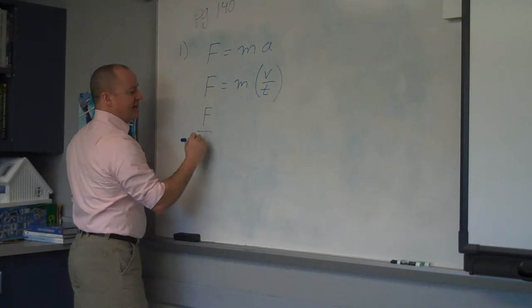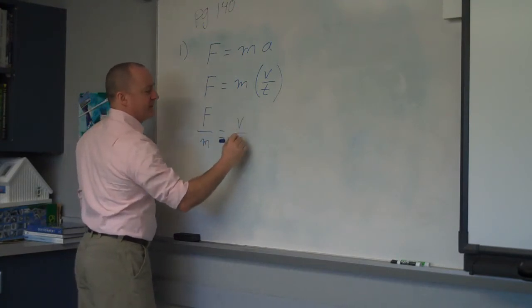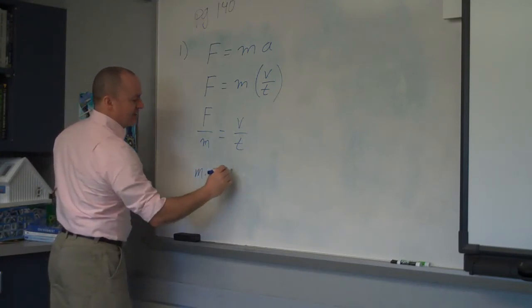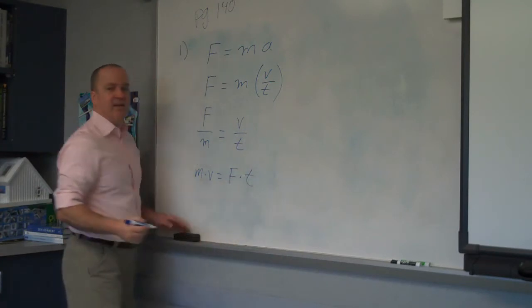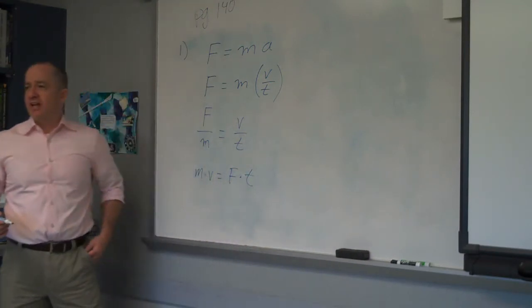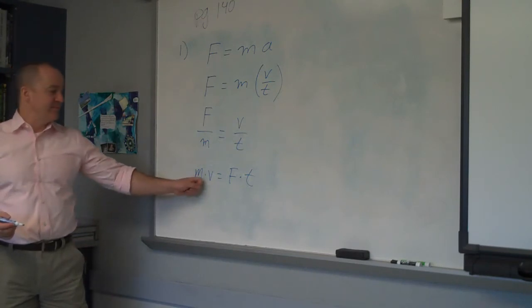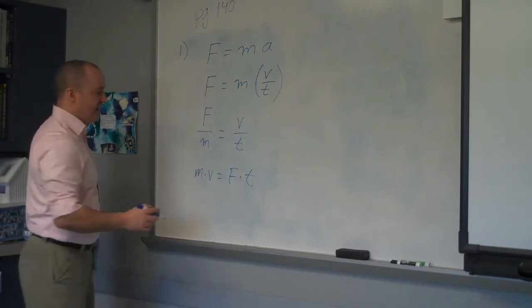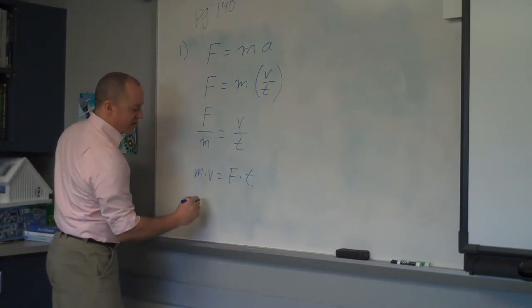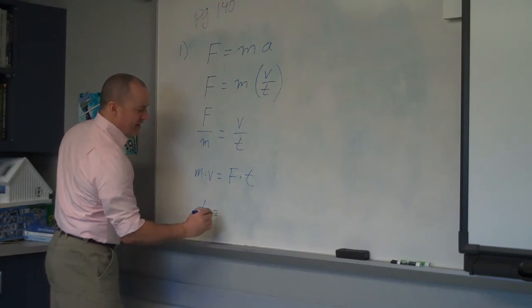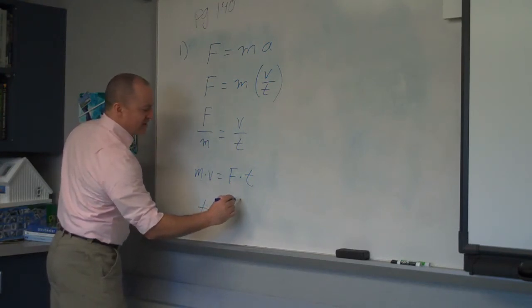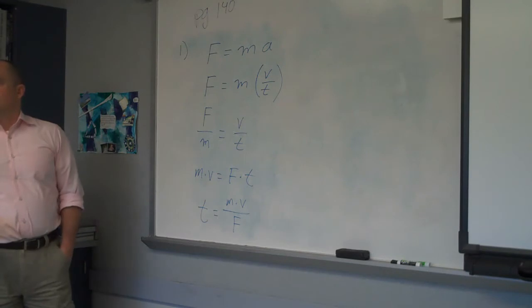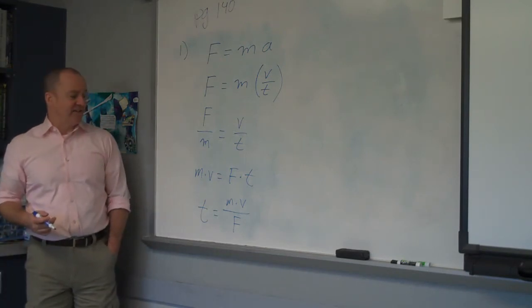First, I'm going to divide both sides by mass. Then I'm going to cross multiply, which gets me that mass times velocity is the same thing as force times time, which can be a fun thing to think about if you want to give yourself a headache one afternoon. How is mass times velocity the same thing as force times time? We may actually come back to that a little bit. And now I'm going to divide both sides by force, and that's going to give me the expression that time equals mass times velocity over force. You can solve this for time and say that time is mass times velocity over force.